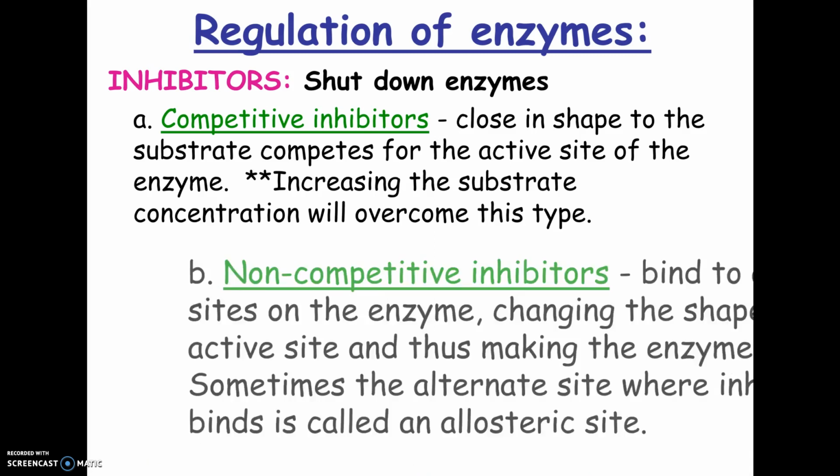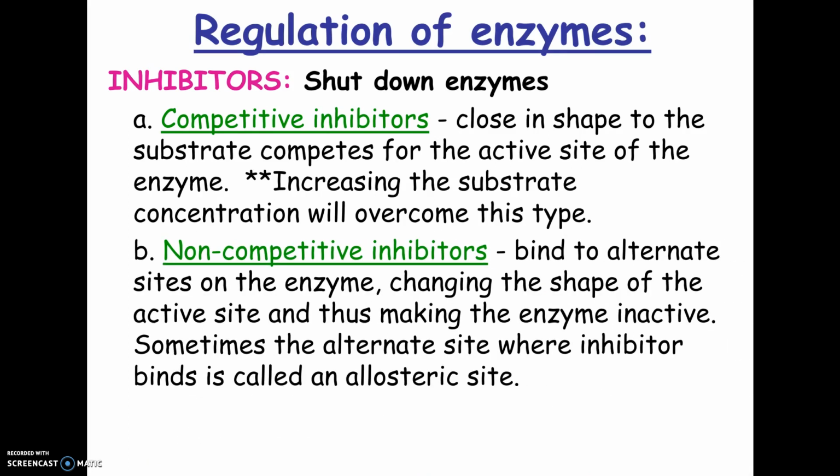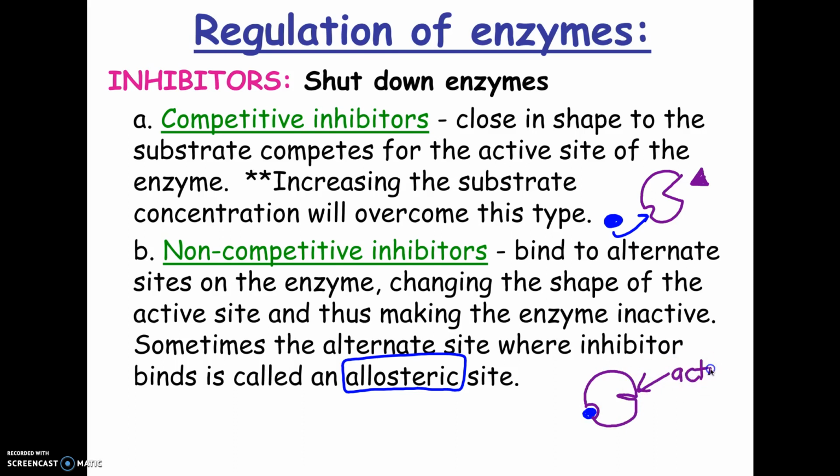The second kind of inhibitor is called a non-competitive inhibitor, and this works a little bit differently. So again, here's my little enzyme. I draw them like Pac-Man. Here's my substrate, and this time the inhibitor does not bind to the active site, but it binds to another site, which is often called an allosteric site. Now what happens is, since the enzyme is a protein, when the inhibitor binds to this non-competitive or allosteric site, it changes the shape of the active site. Notice how the active site is no longer the correct shape, and this enzyme would be shut down.